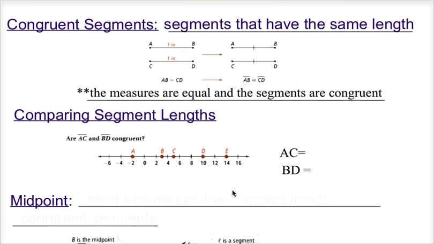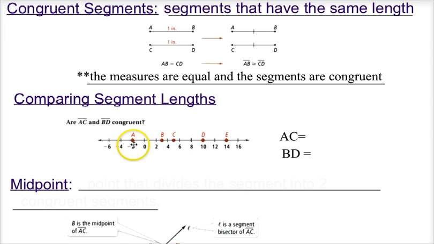Now if I want to compare segment lengths, like I just want to see if AC and BD are congruent to each other, well, I have to find the length of AC. A is the point -2, and C is between 4 and 6, so C is 5. So you're going to subtract that, -2 minus 5, but you want to take the absolute value, you always want a positive number, and then find the length of BD. So B is between 2 and 4, D is 10. Okay, and then just find the length of AC and BD, and then you can tell me yes or no if they're congruent, or if you want to write a statement saying they're congruent or not congruent.